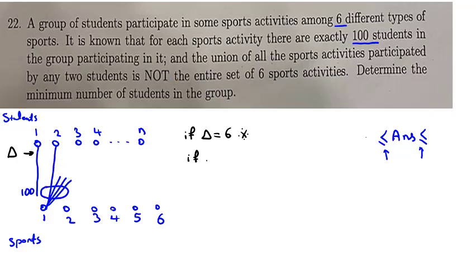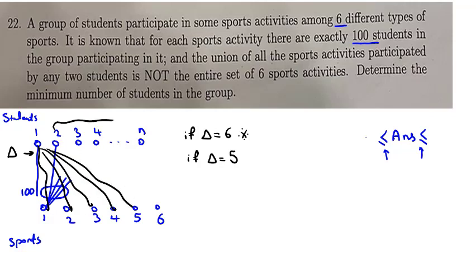If delta is 5, then we can say what? For example, 1 is connected, without loss of generality, to 1, 2, 3, 4, 5. So if any of 2 to n is connected to 6, we have a problem. For example, if 4 is connected to 6, then 4 and 1, their union has all 6 sport activities, and that's a contradiction. Why? Because 6 is connected to 100 here. So again, we have a contradiction. So it is here.